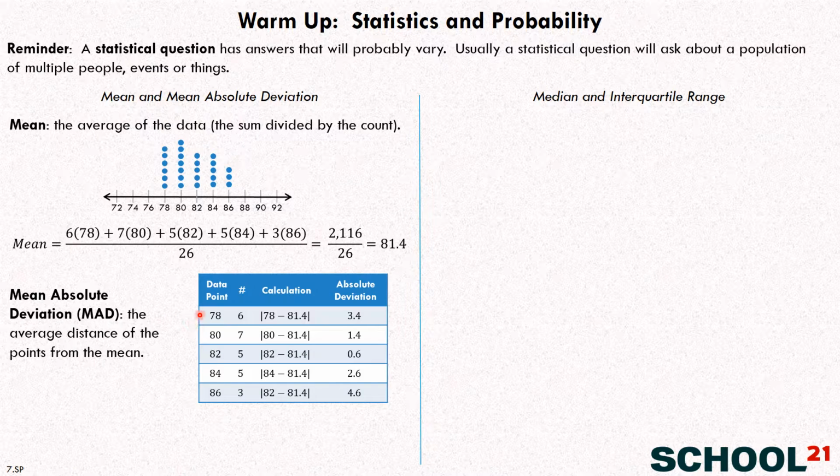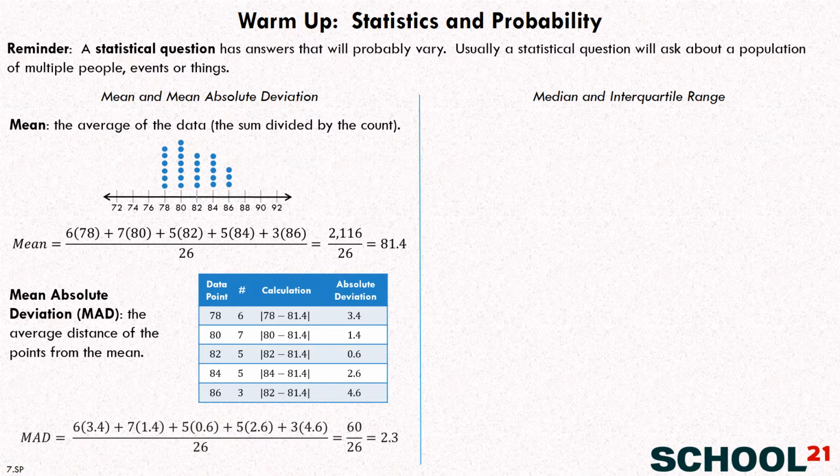So we have 6 data points at 78. And those are 78 minus the mean of 81.4 is 3.4 because we take the absolute value of that. So in other words, we have 6 points that are 3.4 away from the mean. We have 7 points that are 1.4 away from the mean. So we're going to average all of that as well using this equation right here. Again, the number of data points is 26. And so then if you add all the numerator up here at 60 divided by 26, and then you get a mean absolute deviation of 2.3.